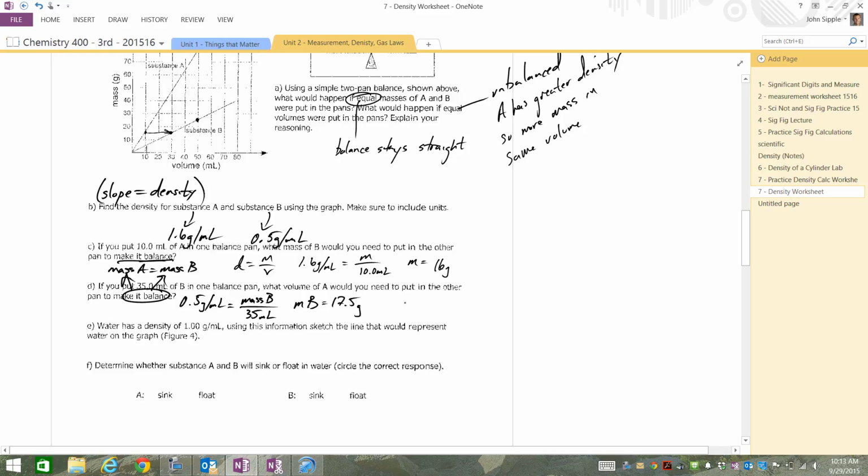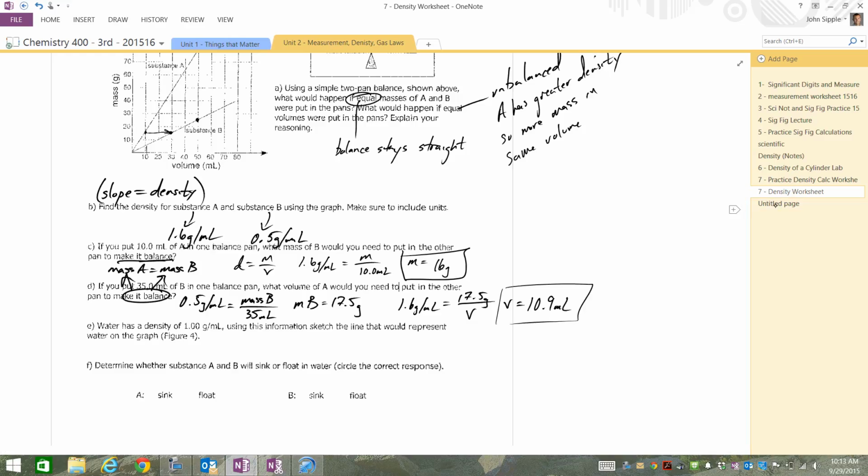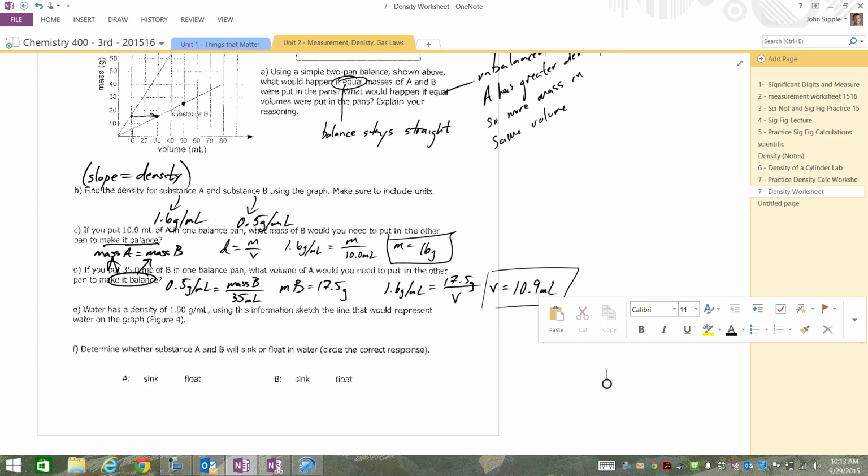Okay, so in order to solve for volume of A, I got 1.6 grams per milliliter. I'm going to use another density problem there. 17.5 grams for volume. V is equal to... So I ended up getting 10.9 milliliters. Okay, you could read the graph there again as well if you wanted to. That would work.